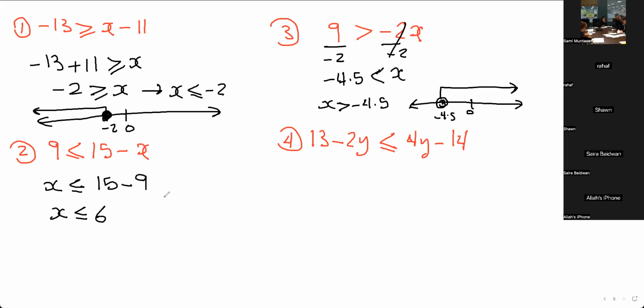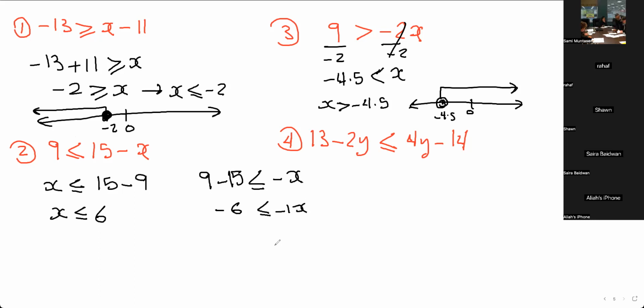Let's say you didn't do that, okay, and you kept the x right here and you moved the 15 to the side. So if you did that, then it'll be 9. If you move the 15 to the other side, it becomes minus 15 is less than or equal, and you still have the negative beside the x here because the negative is part of the x. So here we have negative 6 is less than or equal to negative x.